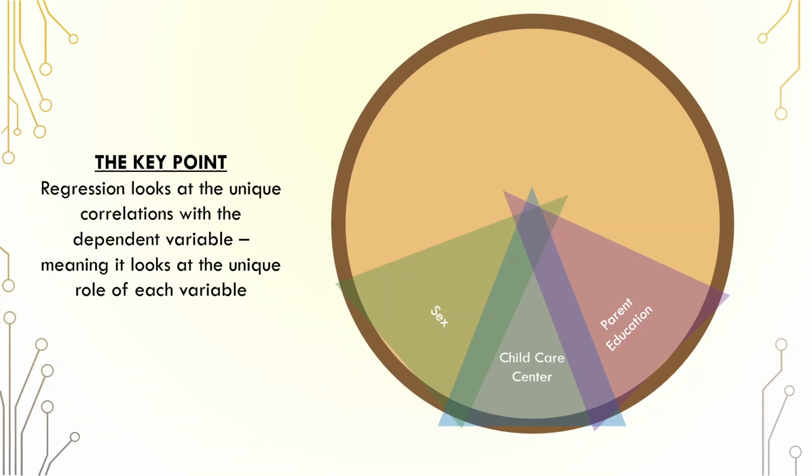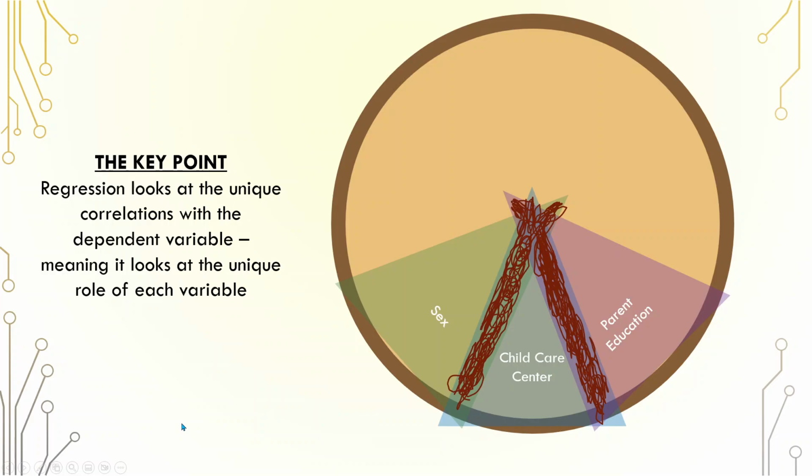So what happens in regression is that any part where they overlap, we take that out, or we kind of set it to the side. And we say, okay, the part that was unique, that sex wanted to eat or account for in our dependent variable, in this case vocabulary, that's where sex matters uniquely. We took out the parts where they overlap. This is where child care center mattered, and this is where parent education mattered.